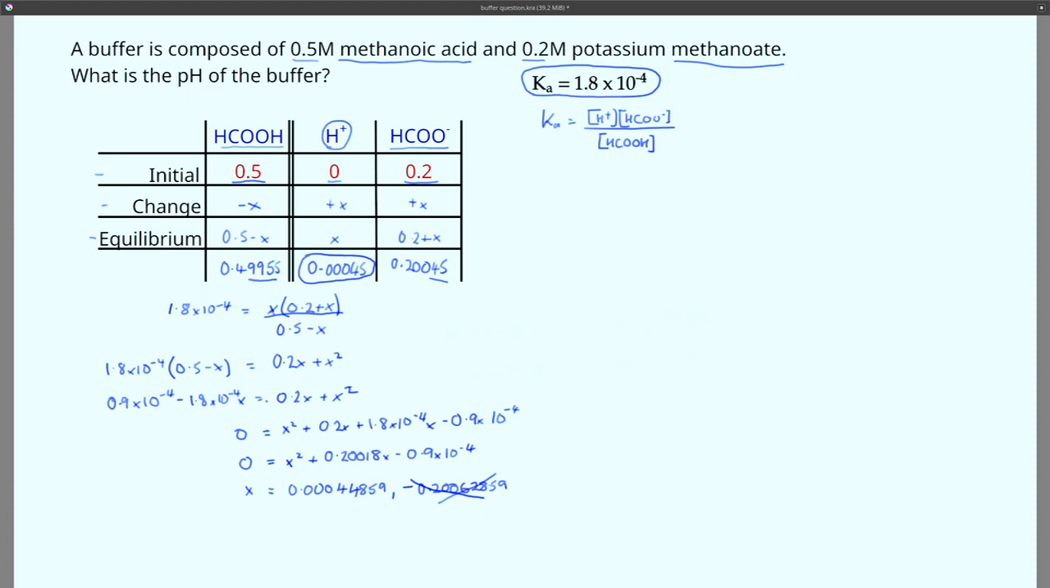So the last thing we need to do, remember what it says here, the pH. So this is not an answer. You need to give it in pH. pH equals, and if you remember, that's minus log of this number, 0.00045, and that gives us approximately 3.3.